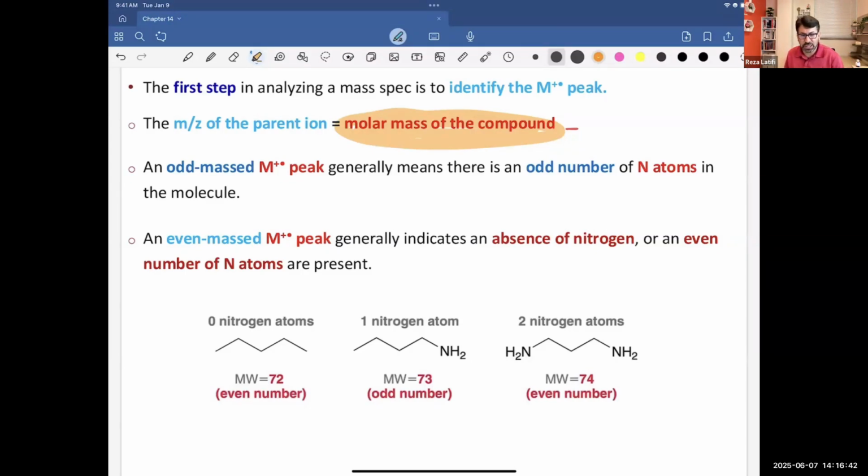And what will happen if it's odd? That means you might have 1, 3, or 5 nitrogen atoms. So the number by itself can give you a good hint about what type of atoms you are dealing with.